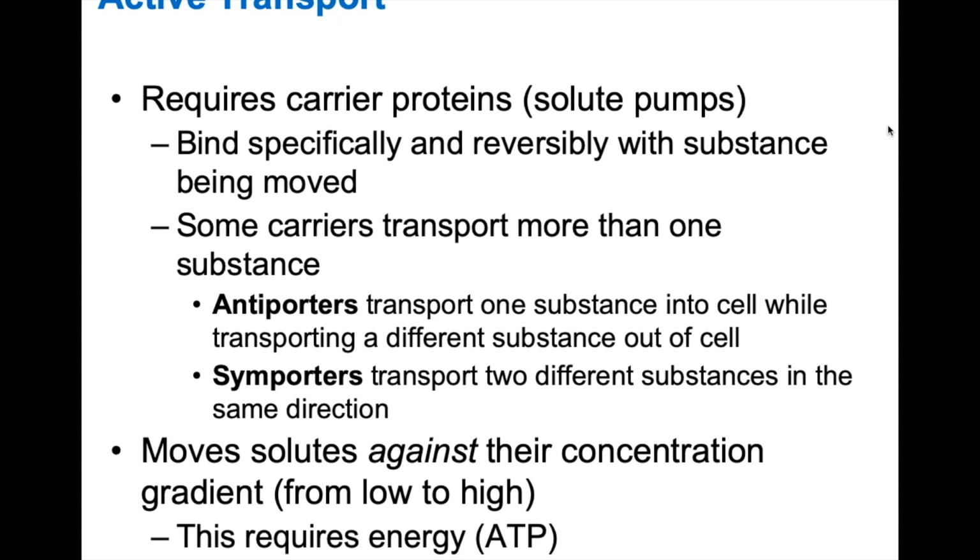There are two different ways that we can transport things. We can transport things in antiporters, when one substance is going into the cell while another is coming out of the cell. This is in opposite directions, like antiparallel. Symporters transfer substances in the same direction, so either both substances in or both substances out of our cell. As I said earlier, this is when solutes move against their concentration gradient, from low concentration to high concentration. Because this goes against the flow of traffic, it requires ATP, which is energy.